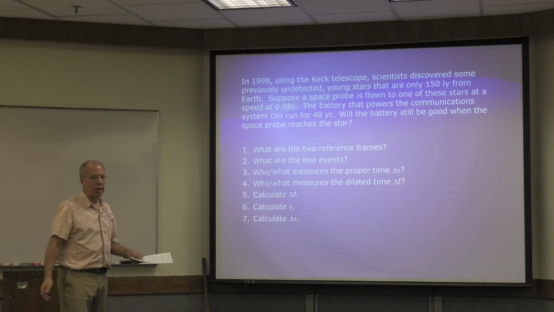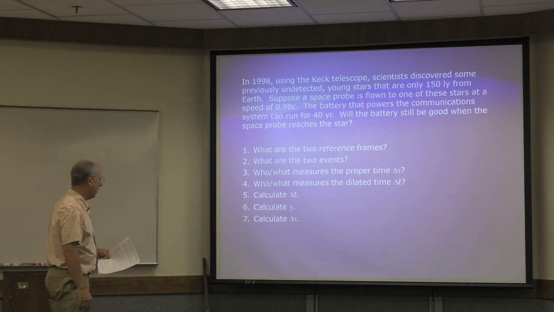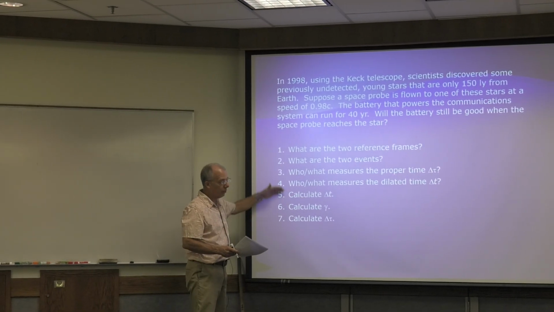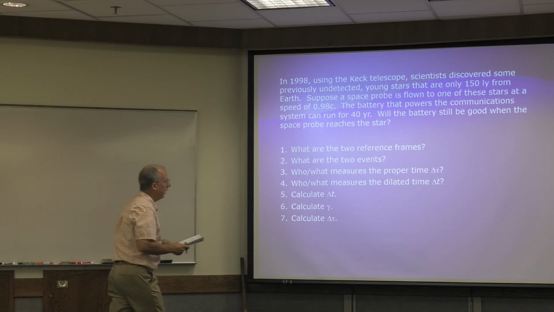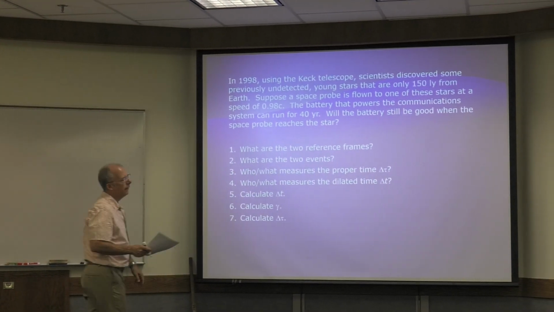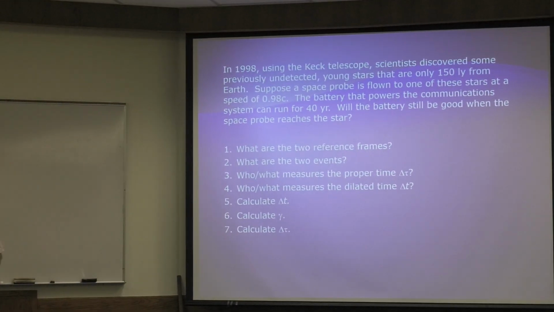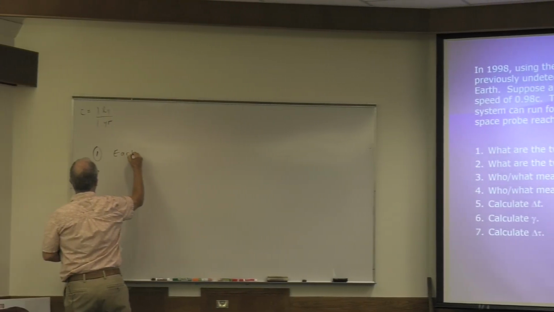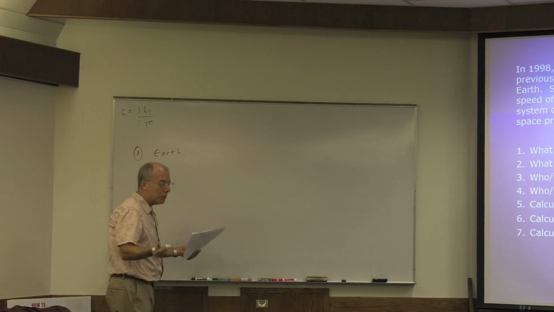Well, Isaac Newton didn't understand relativity, so let's do it the correct way. Again, this is what I would say is the best way to approach these kinds of problems. All right, so number one question: what are the two reference frames? So obviously there's Earth, and then there's a space probe.